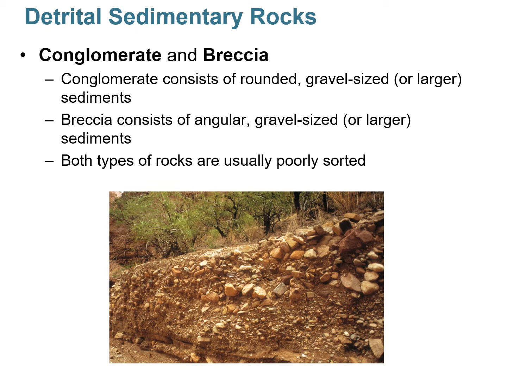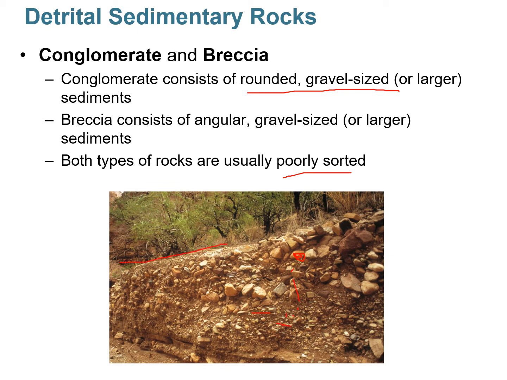Okay, the last detrital sedimentary rocks, which are the largest class, are conglomerates and breccias. Conglomerates consist of rounded gravel-sized or larger sediments, and breccias are angular, okay? Both are very poorly sorted. What that means is that they have clasts of different sizes. So you have big ones and then smaller ones that are intermixed all over the place.